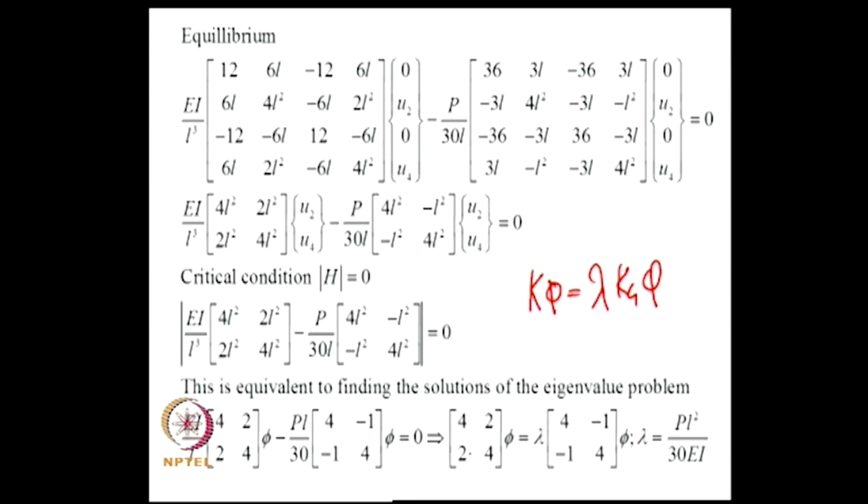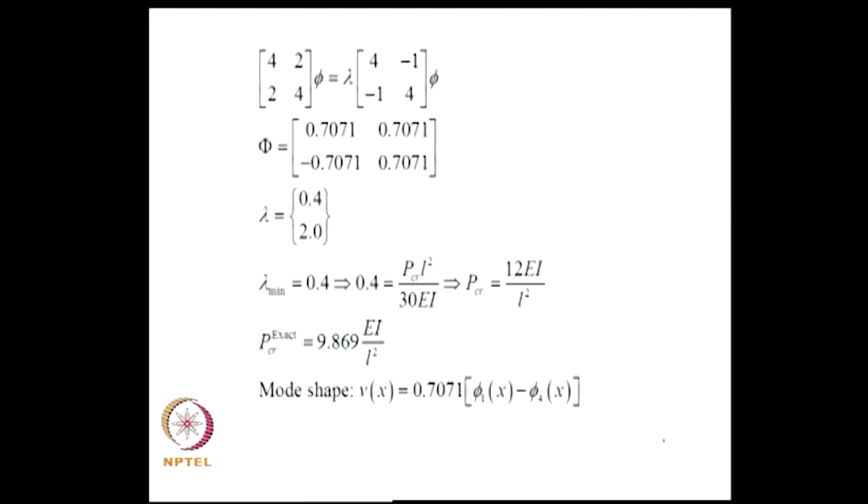So we can do that, and we get the equation to be this, and from this I get lambda to be pi square by 30, by substituting for lambda this number, where lambda is the eigenvalue parameter. I get the modal matrix to be this and the 2 eigenvalues to be this. So the smallest of these eigenvalues is helpful in determining the lowest critical load, and using that we arrive at the solution that critical load is 12 EI by L square, whereas the exact one is 9.869 EI by L square, and this is the mode shape.